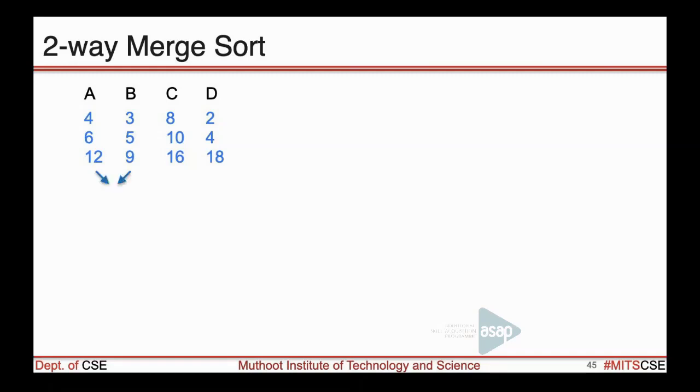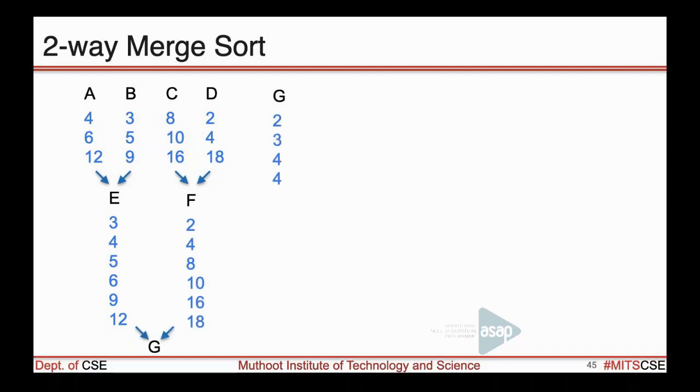First we will be merging A and B. That will be 3, 4, 5, 6, 9 and 12. Then we will be merging C and D. That will be 2, 4, 8, 10, 16 and 18. Again we have 2 lists, E and F. So E and F will be merged and we will get the result, that is 2, 3, 4, 4, 5, 6, 8, 9, 10, 12, 16 and 18. This is a 2-way merge sort. That is, we had 4 lists, we took 2 lists at a time and merged them.